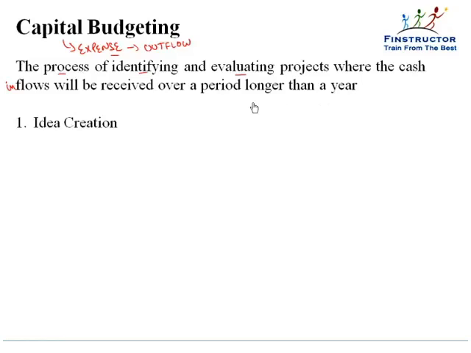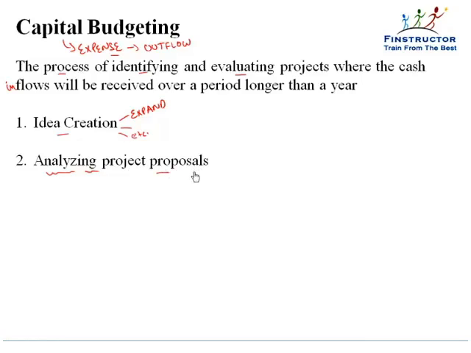Now, the 4 steps in the process of capital budgeting. First is the idea for the expense, called idea creation. So let's expand into a new market, or let's replace an existing technology. Let's start a new product, etc. The ideas then need to be analyzed. We're going to spend a significant amount of time in this second step today. That is analyzing project proposals to decide whether they add value or destroy value, and how much value, if at all, the projects add.